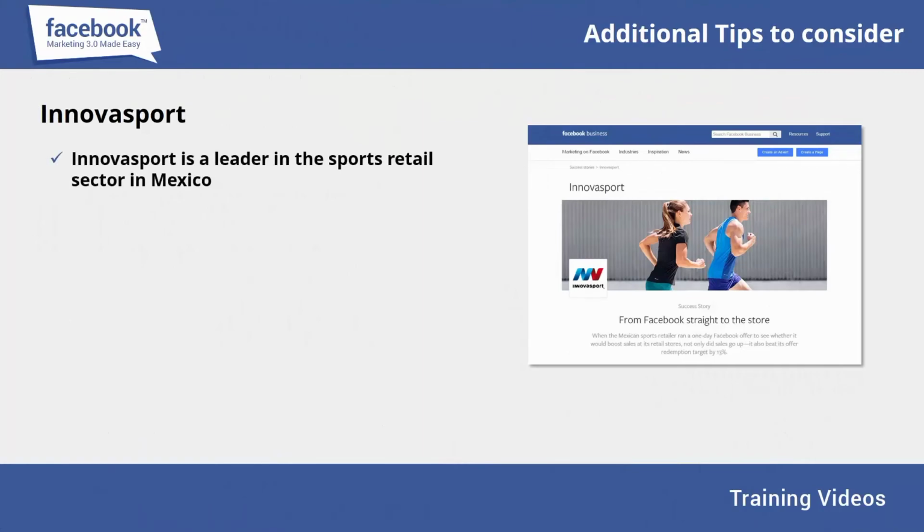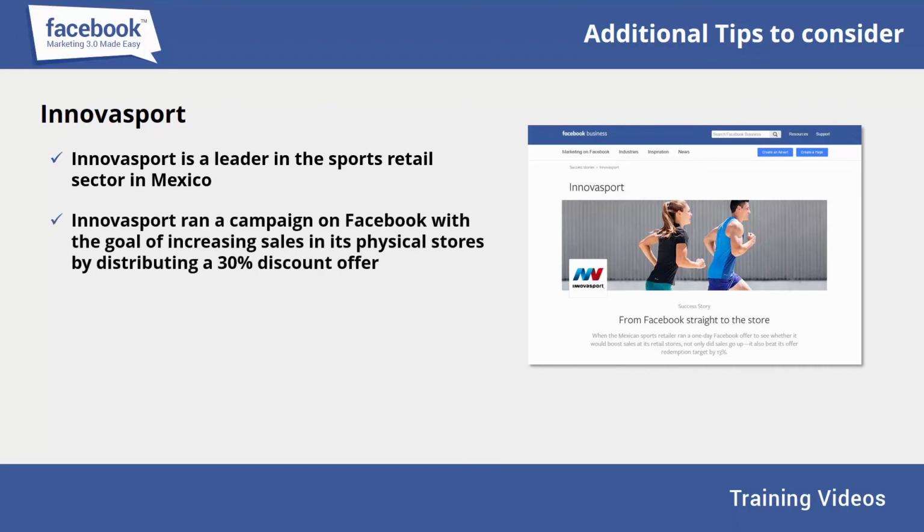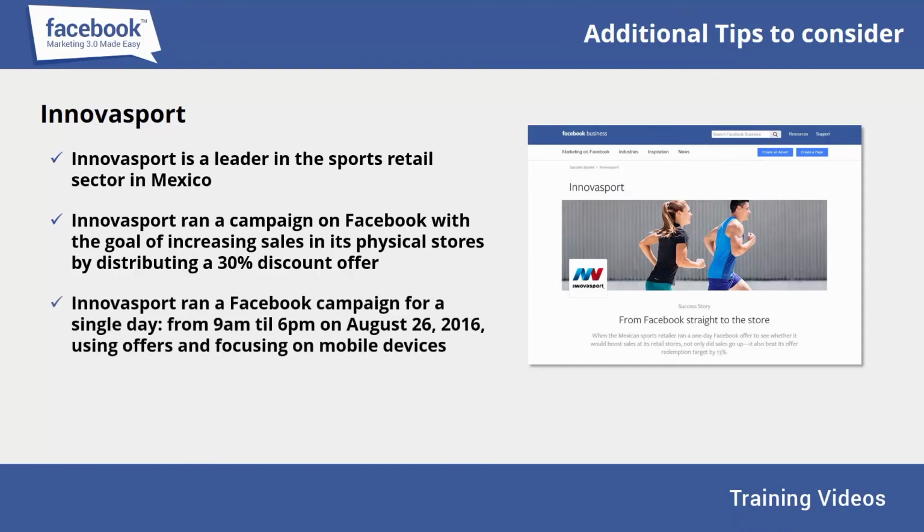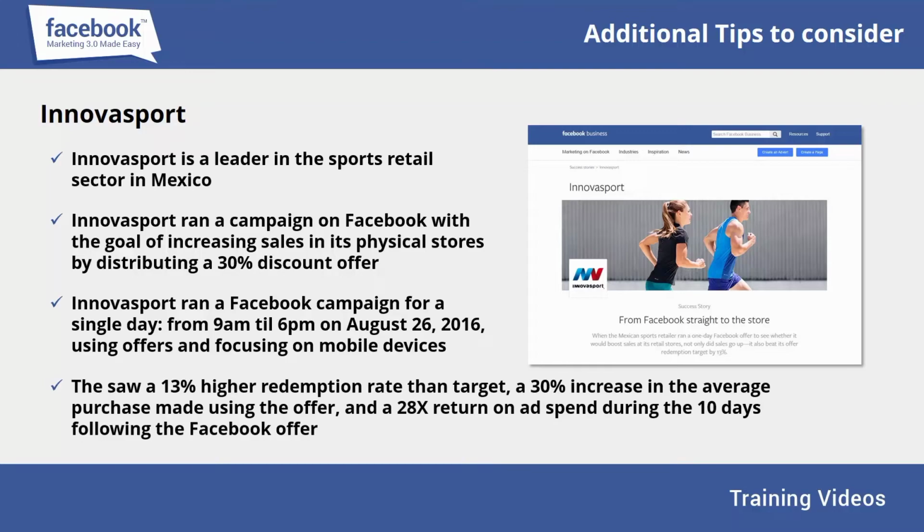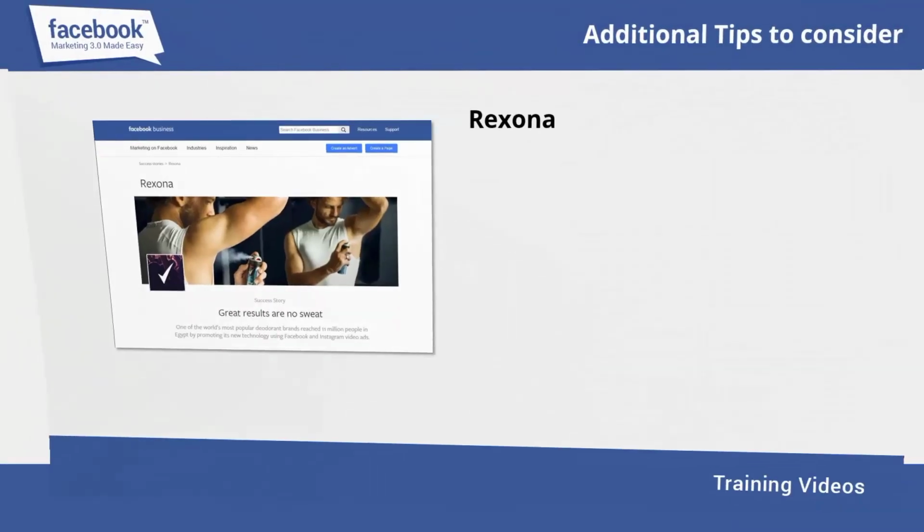Innovasport. Innovasport is a leader in the sports retail sector in Mexico. Innovasport ran a campaign on Facebook with the goal of increasing sales in its physical stores by distributing a 30% discount offer. Innovasport ran a Facebook campaign for a single day, from 9 a.m. till 6 p.m. on August 26, 2016, using offers and focusing on mobile devices. They saw a 13% higher redemption rate than target, a 30% increase in the average purchase made using the offer, and a 28 times return on ad spend during the 10 days following the Facebook offer.